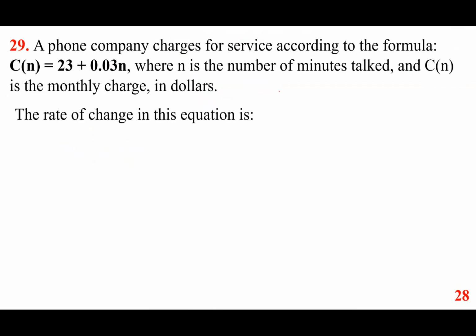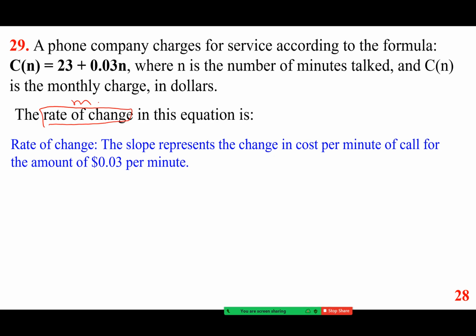A phone company charges for service according to the formula C of n is 23 plus 0.03n, where n is the number of minutes talked, and C of n is the monthly charge. The rate of change in this equation. The rate of change is always the slope, everybody, which happened to be 0.03. So the slope represents the change in cost per minute of call for the amount of $0.03 per minute.